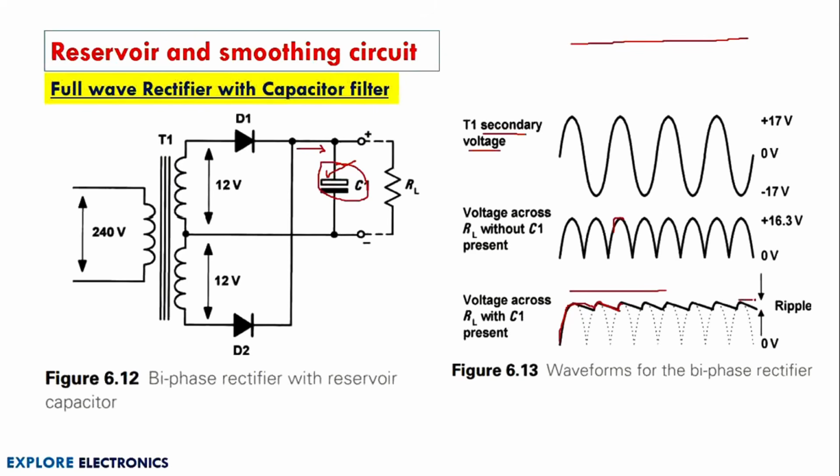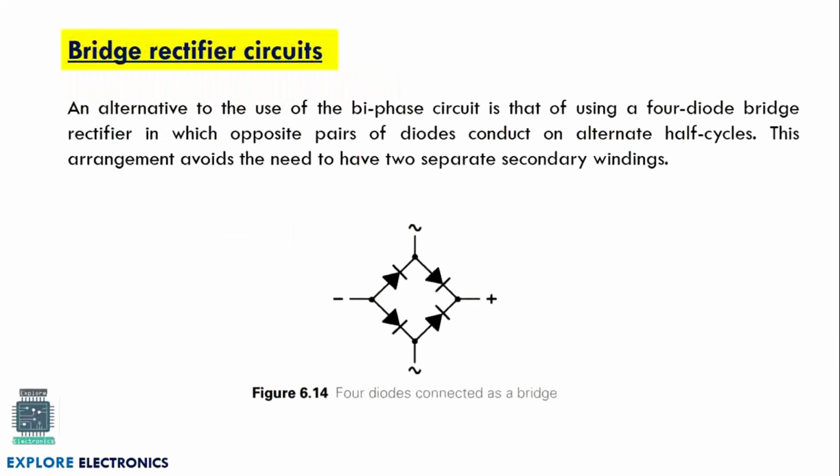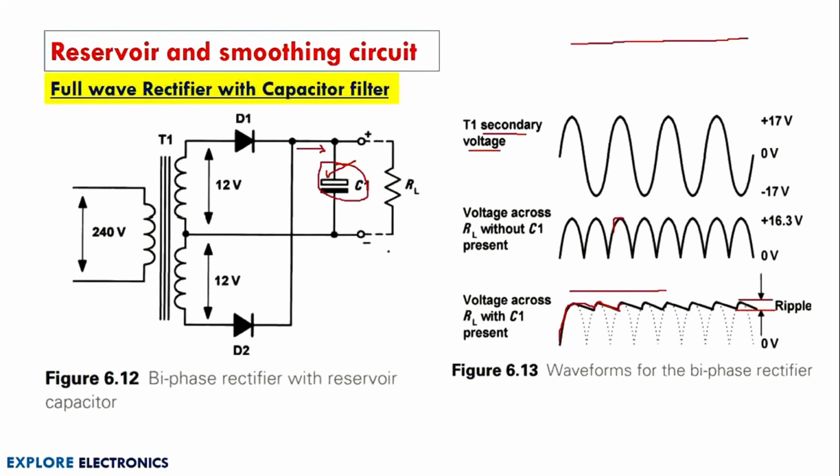The amount of ripple voltage is this much. To reduce it further, we can connect one more capacitor and resistor arrangement as a filter circuit. As we discussed in the half wave rectifier, the same kind of arrangement can be made here also. This is a full wave rectifier circuit.